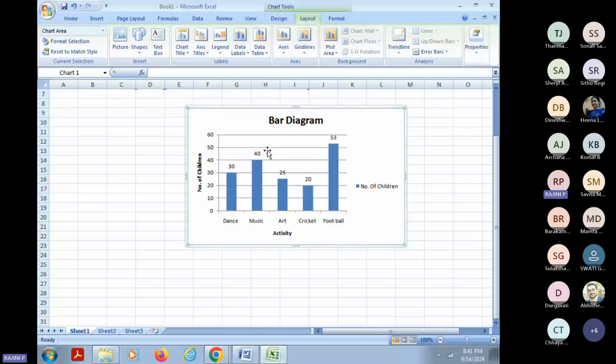And next highest is what? Music. And next highest is what? Dance. Like that, you can go for the comparison also. Is it clear, everyone? Bar diagram, simple bar diagram. Yes, ma'am.